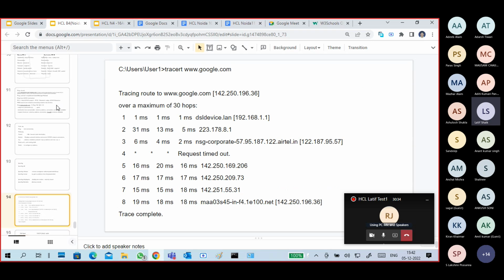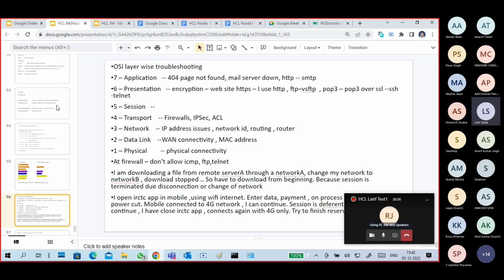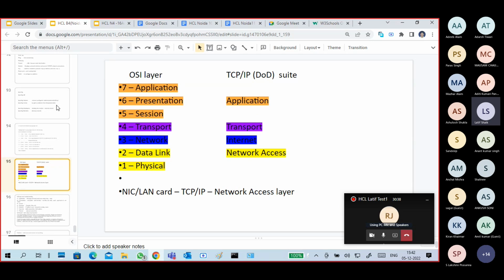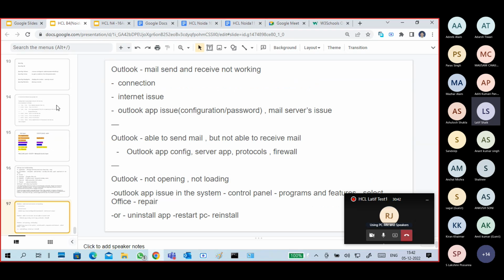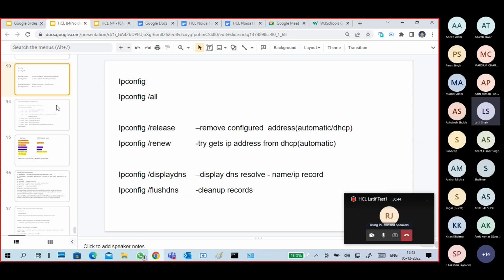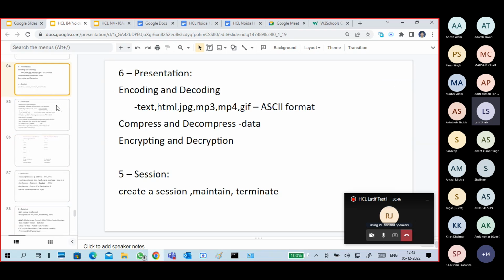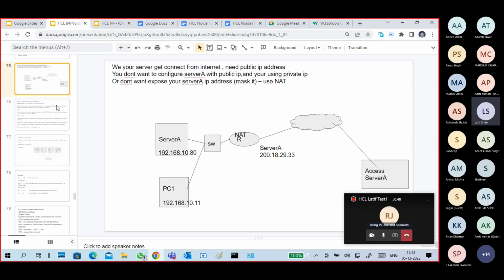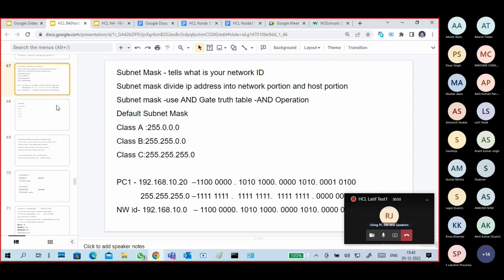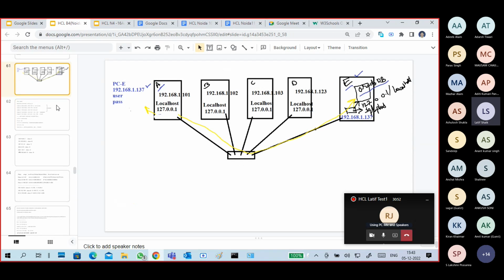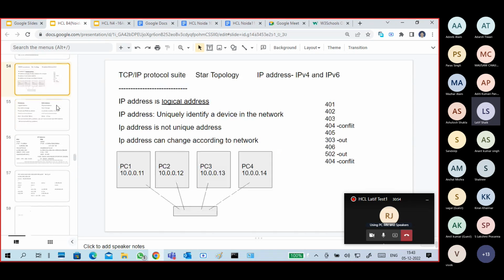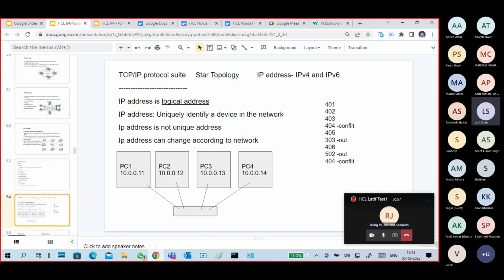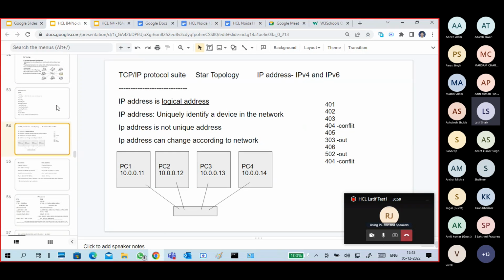A few commands we saw, ping and tracert, and there is a comparison between the OSI layer and the TCP/IP layer. OSI layer-wise troubleshooting is also there. Next, the last topic: once IP addresses are finished, we'll try protocols and port numbers also.